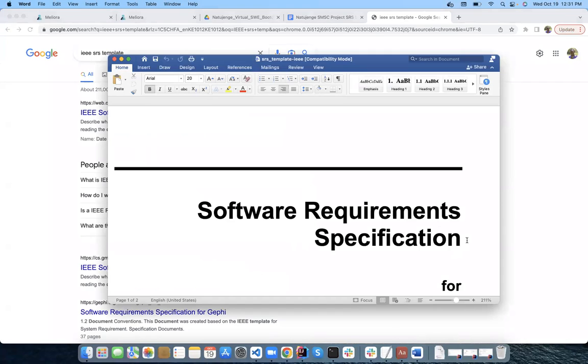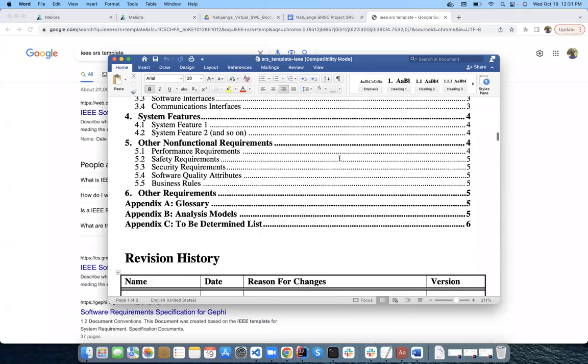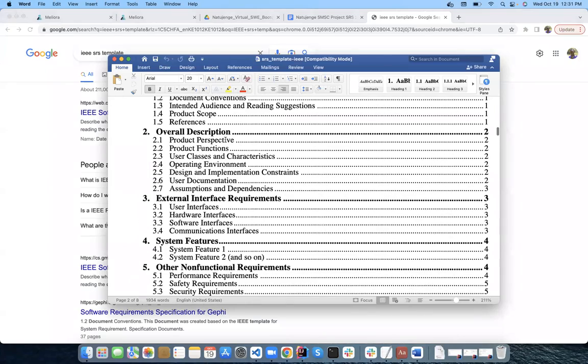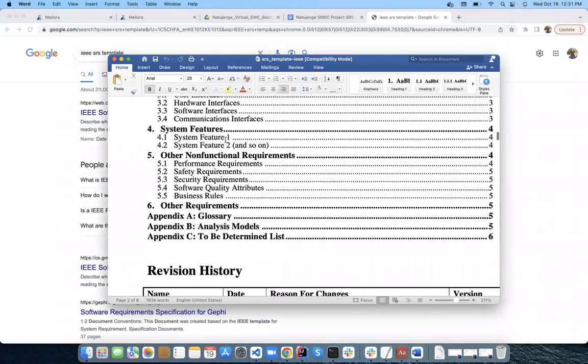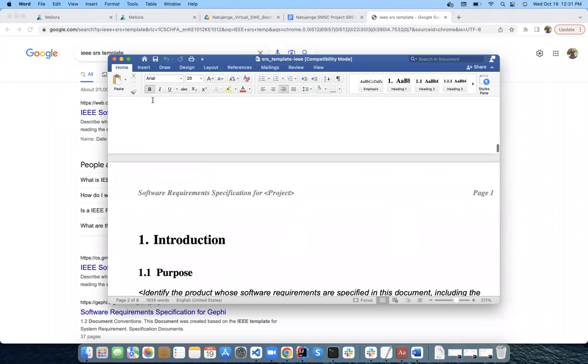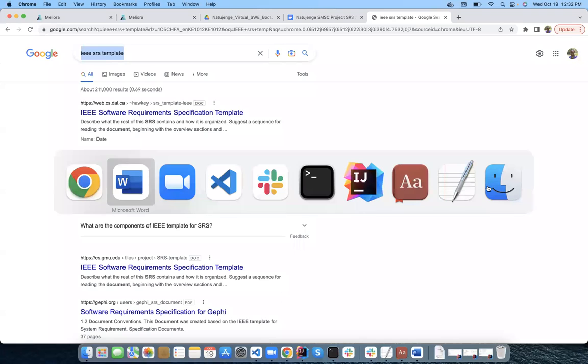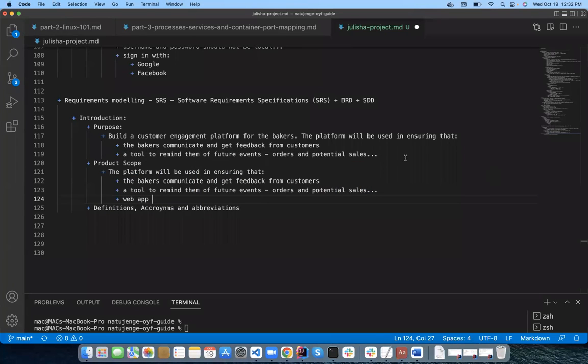If you come here, you'll see you're supposed to have the purpose, scope, intended audience, overall description, external interfaces, system features, non-functional requirements, and other things that you need to do. You can Google this and look at how the SRS is done. Of course, the world has shifted a bit. The SRSs and too much documentation were wired towards waterfall, but total disregard of what they were doing is also a bad idea. So you need to apply wisdom.